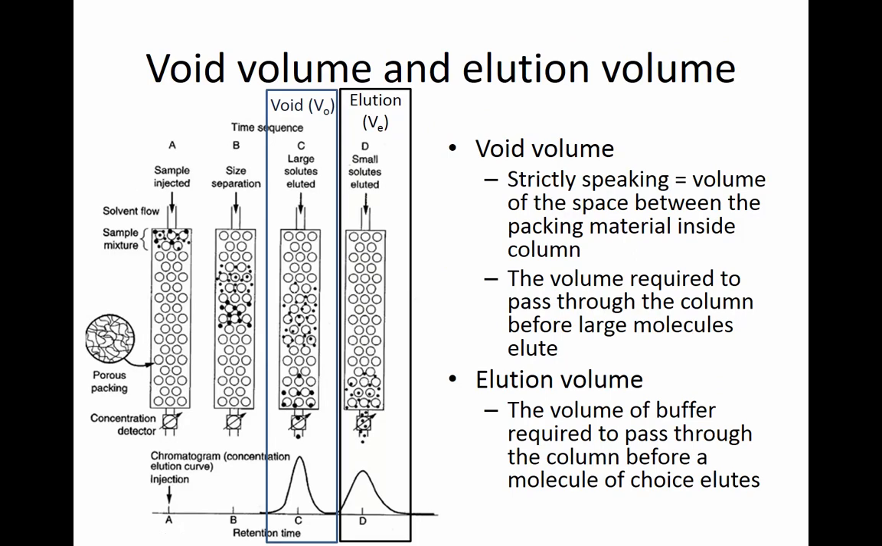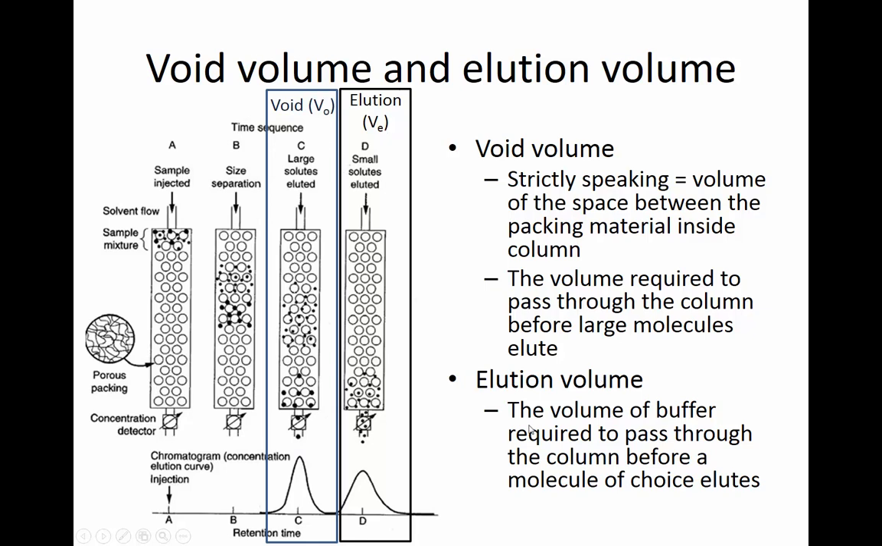So what does this look like? Well, void volume, strictly speaking, is the volume of space between the packing material inside the column, the column walls, and things like that. So again, we inject a sample. We are separating by size. When large solutes start to elute, that is the void volume, because they have basically gone through the void. This void volume is the volume of buffer that has passed through before the largest sample has come out. That is what the void volume essentially is.